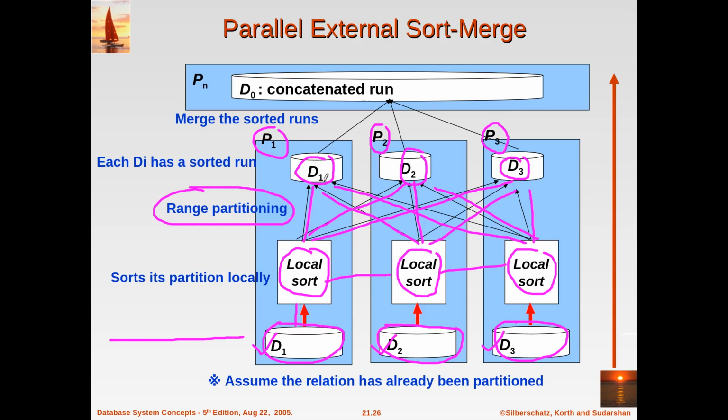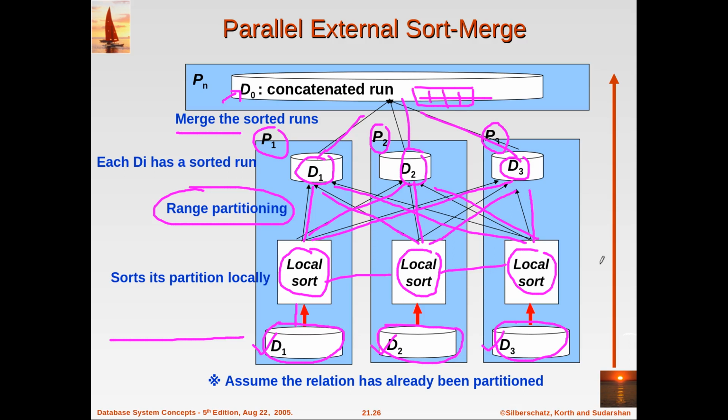Now the data in D1 will be in sorted order, D2 in sorted order, and D3 in sorted order, in different ranges. Now it will go for merging D1, D2 and D3, and that is stored in a different processor, where we will get the result of the complete sorting. So this is actually called parallel external sort merge.